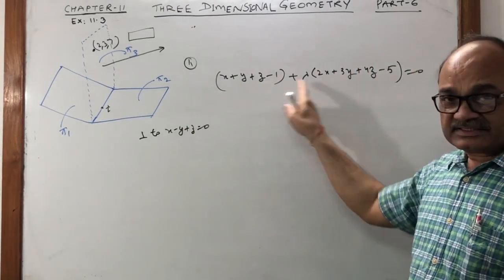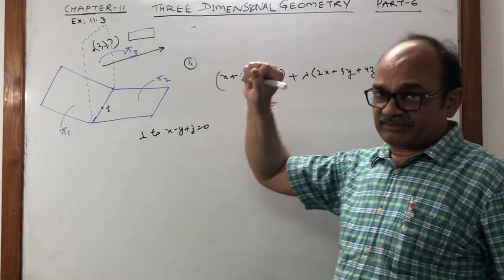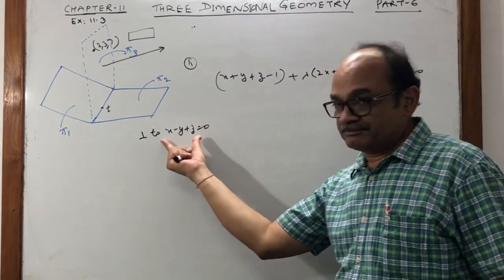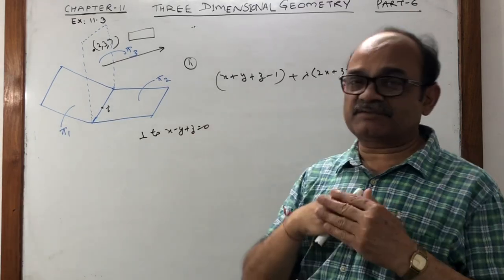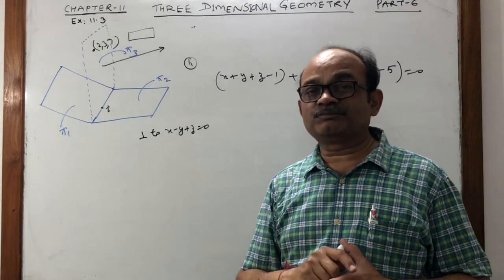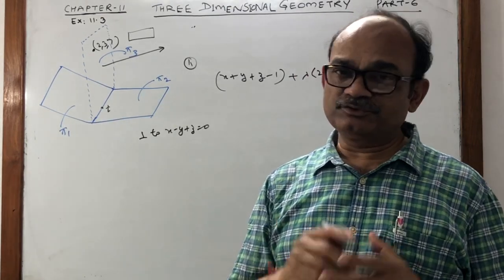Intersection of these two planes, but this time the point is not given. This required plane is perpendicular to this plane. And you know, whenever two planes are perpendicular, from the vectors, the same formula: a1 a2 plus b1 b2 plus c1 c2 equals 0.